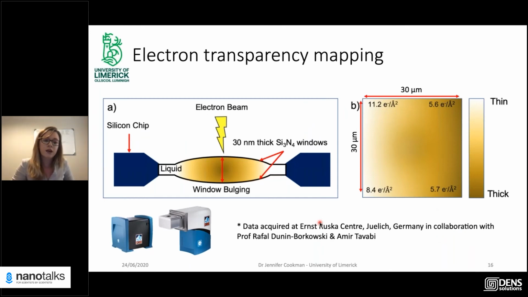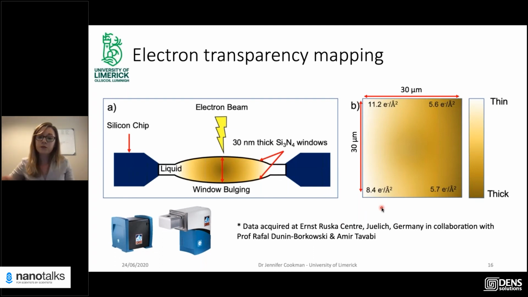Another thing that I have been doing as well, and it's always a point to note, is knowing the thickness of your liquid, even in terms of the resolution that you can achieve. So one of the things I do is called electron transparency mapping, and we use the Gatan K2 detector. This particular experiment I did in the Ernst Ruska Centre, but I have been able to reproduce it also in University of Limerick as well.